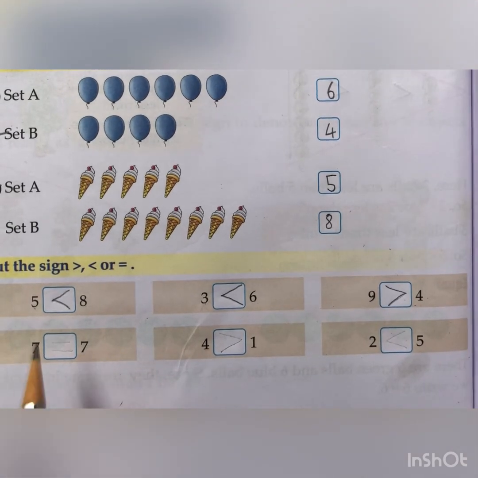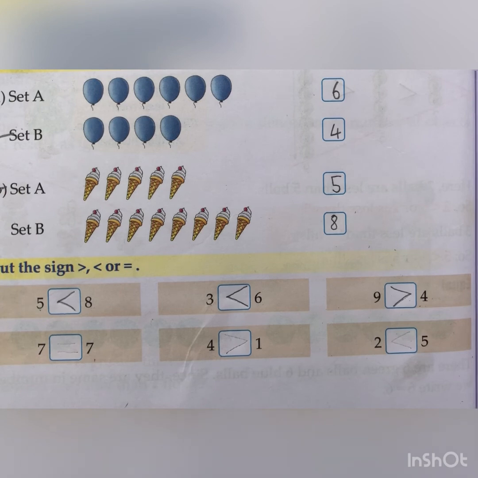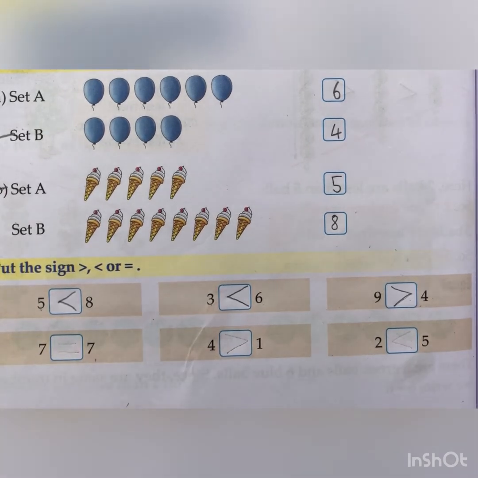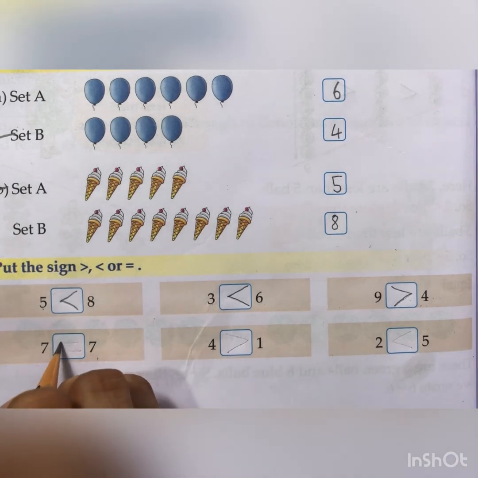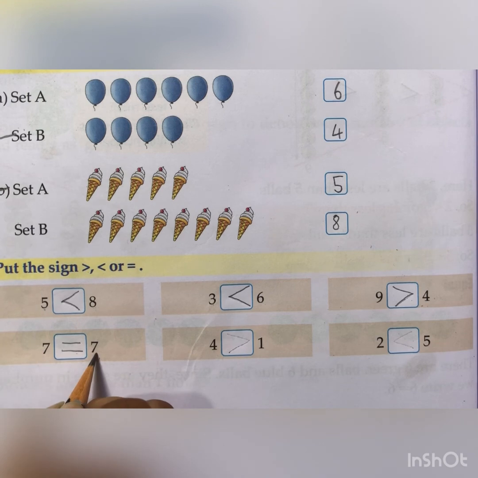Okay. Who is going to tell me which one is the bigger number? 7 or 7? No one is, right? Yes, both are same number. So, we will keep the is equal to sign. 7 is equal to 7.